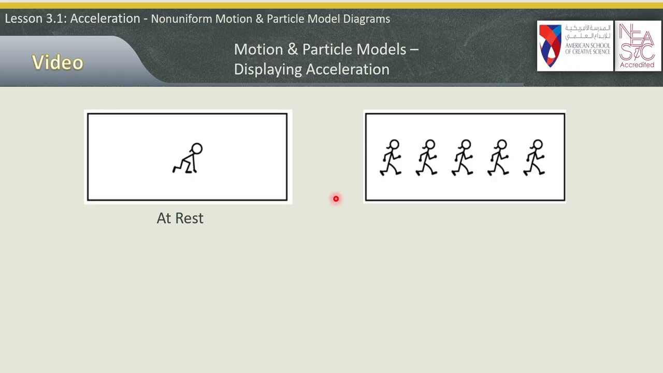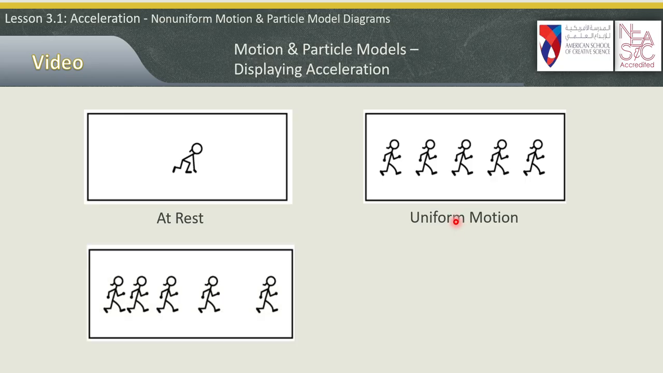The second picture shows several figures equally spaced, equal distances in equal times, which means uniform motion. Here the speed is constant and there is no acceleration. So again, this is uniform motion.